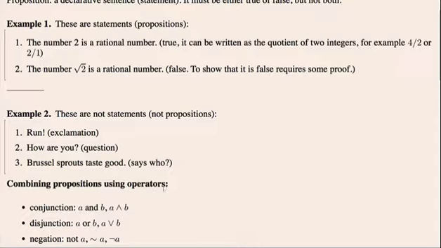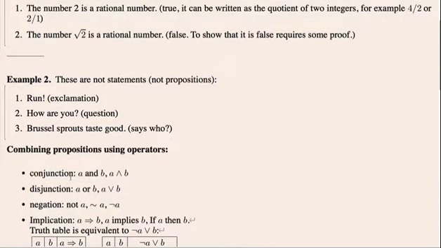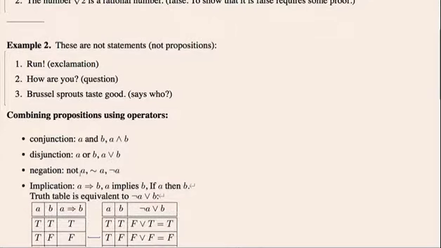Combining propositions using operators. We have the conjunction, which means we use AND to combine together two propositions, A and B. We use this so-called wedge symbol in between them as a notation for an AND operator. Disjunction, A or B, we use this so-called V sign. And then a negation, not A, and the symbol is sometimes this simple single wave, and sometimes this special notation for the negation is what's used.